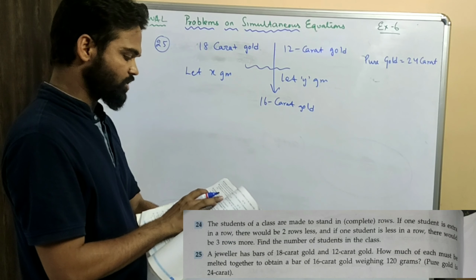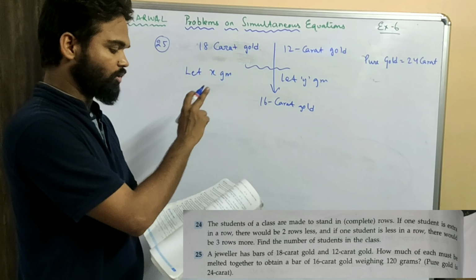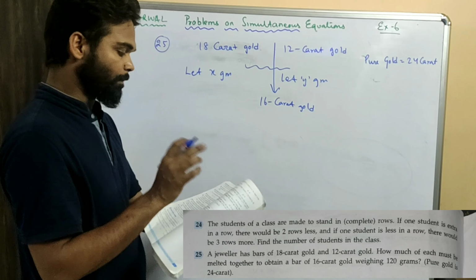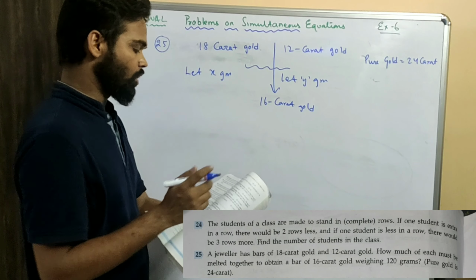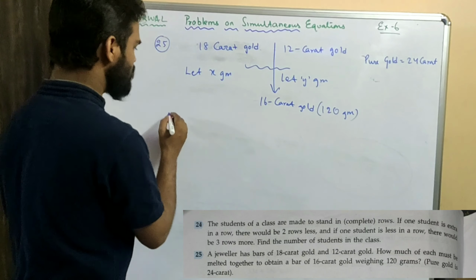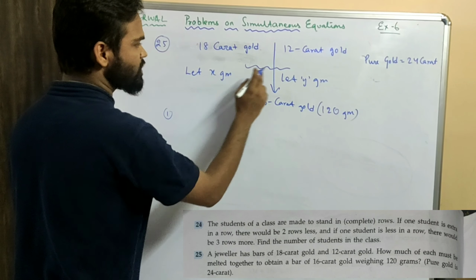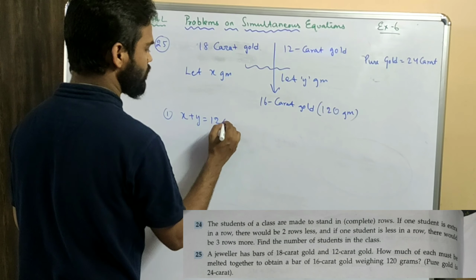We missed one piece of information. A jeweler has bars of 18 karat gold and 12 karat gold. How much of each must be melted together to obtain a bar of 16 karat gold weighing 120 gram? First equation is very easy. X plus y is equal to 120, no doubt in that.